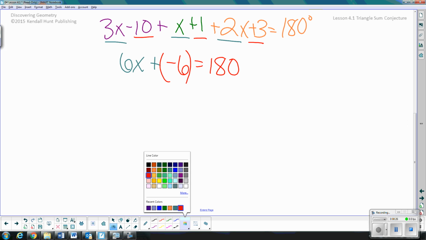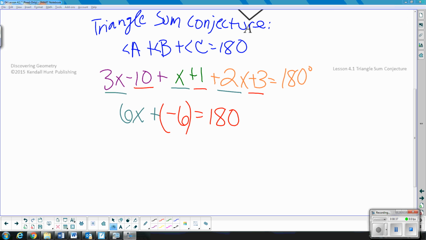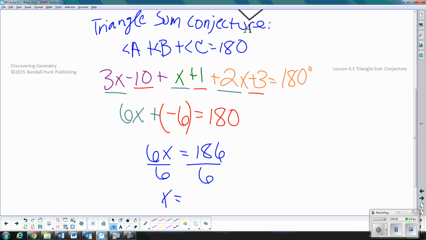So now we can move the -6 to the other side. So that gives us 6x equals 186. And we can divide both sides by 6, and we get x equals 31.